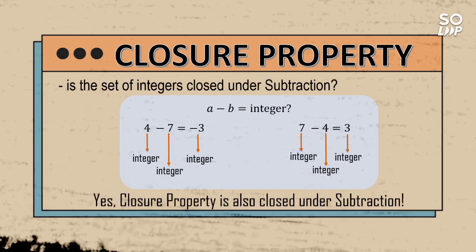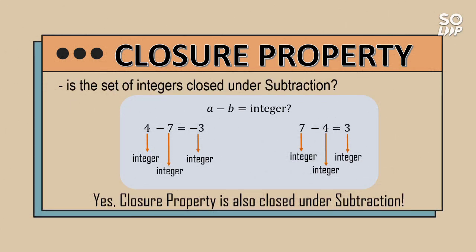Is the set of integers closed under subtraction? If I have a minus b, will the resulting difference also be an integer? Let's verify this with these examples. I have 4 minus 7 is equal to negative 3. So 4 is an integer, 7 is also an integer, and the difference, which is negative 3, is also an integer, particularly a negative integer.